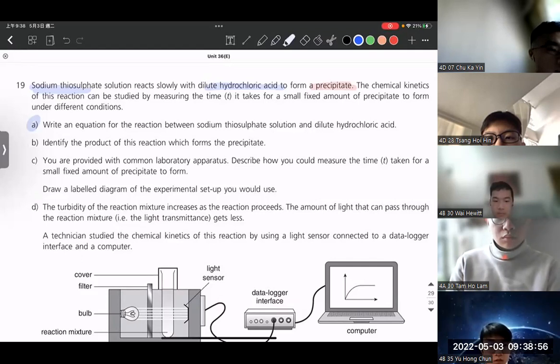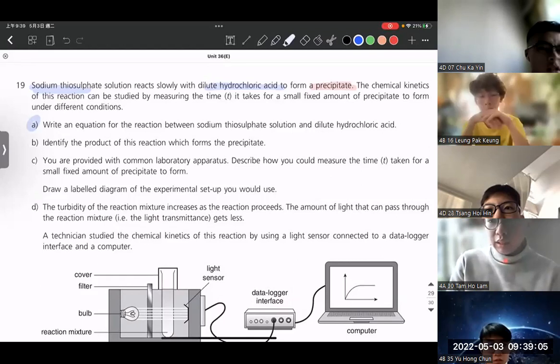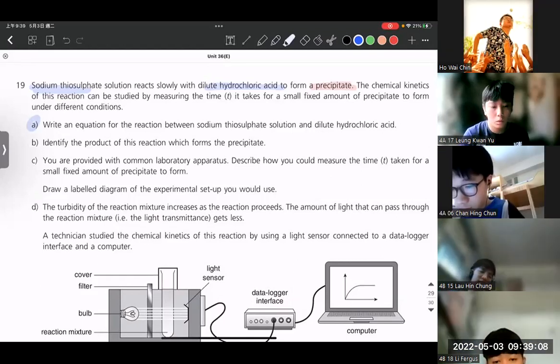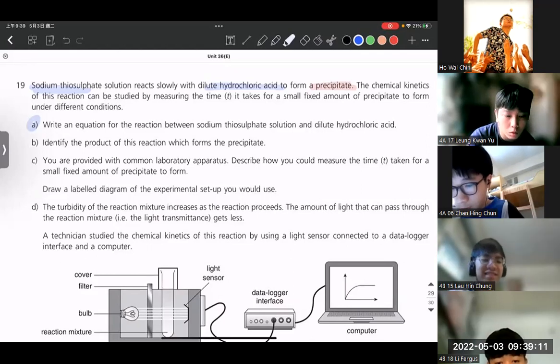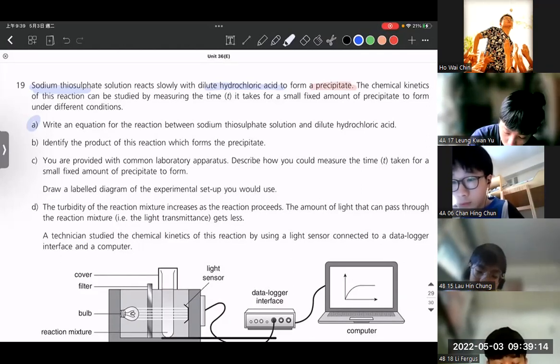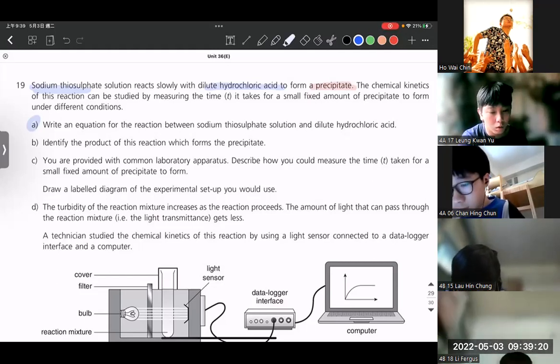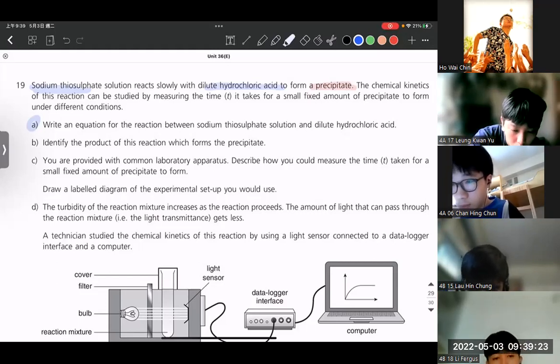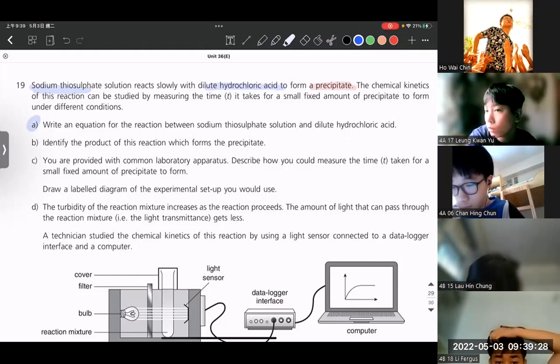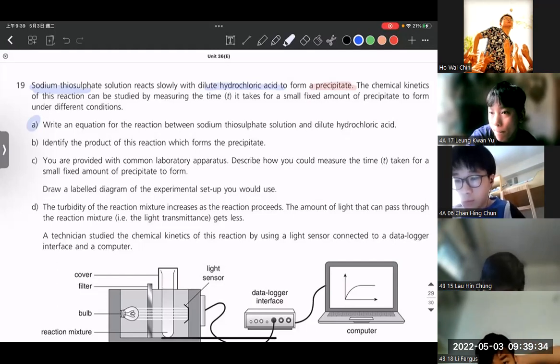Yes, please locate for me the equation. Sodium thiosulfate and dilute hydrochloric acid. Now, all those equations that appear in this chapter, you better memorize them. You better memorize them. Okay. First of all, search for the equation in the book, where you find it.